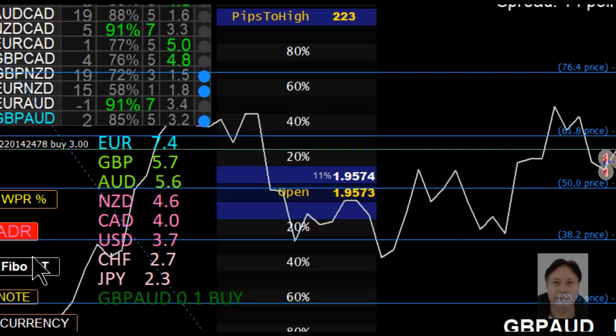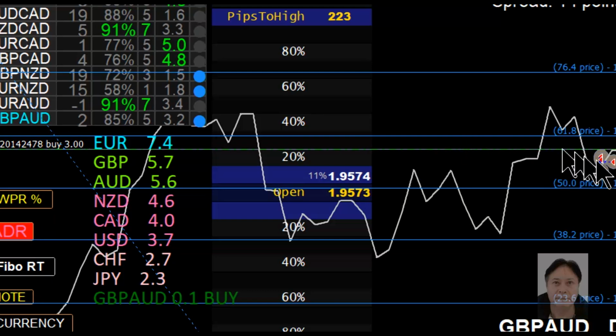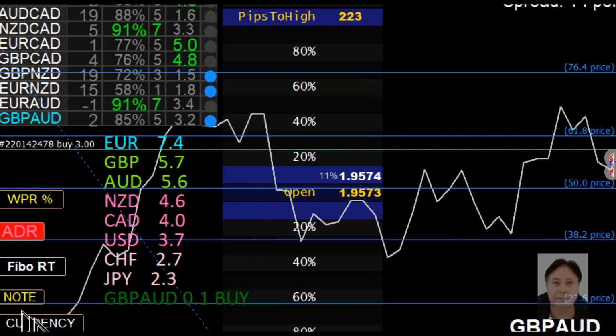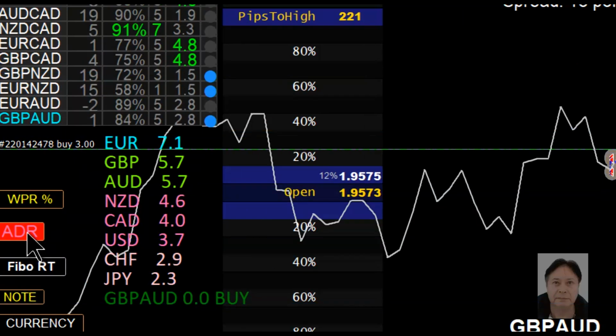Yeah, it looks like it's gone above the halfway mark, so it looks like it's going to go up. Let's get rid of the Fibo and the ADR. Say it's going up. That's good enough for me.